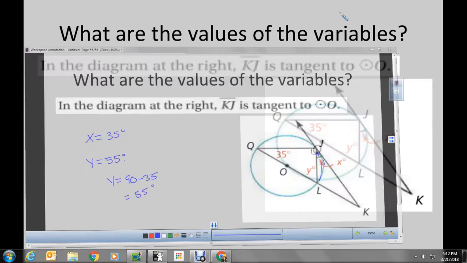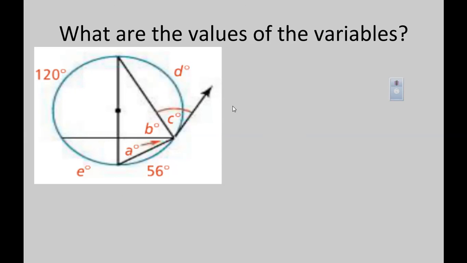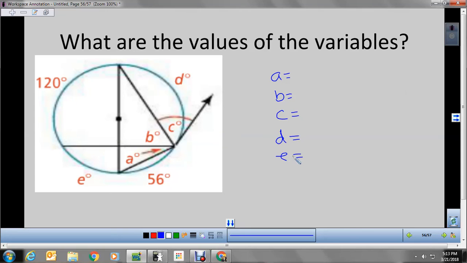All right, let's try the last one. This one we're finding the value of variables a, b, c, and d. So I want you to pause the video, solve this, but before you start to solve it, make sure that you fill in all the arcs around the outside first, and then go find the rest of your variables. So pause the video now and come back and check your answer in just a minute.